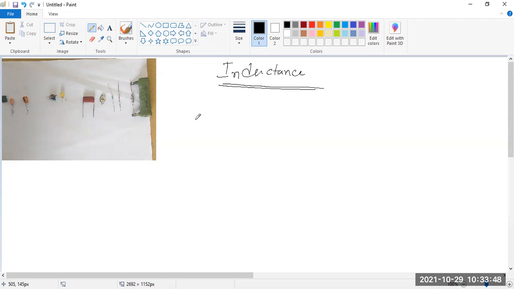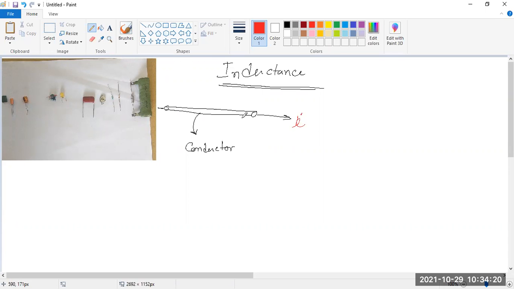Look, if I apply some, first going for the very basics, just remember the previous one: this is a conductor, this is a conductor. If I apply some current through this conductor, then what happens? This is the current, I, flowing.